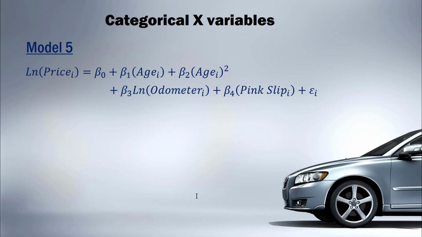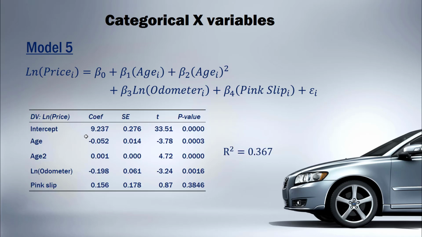Okay. Now let's see if we can add in this categorical variable into our mature model series. And here we have model 5, where we're carrying on from model 4 involving both age and age squared. We also have the log of the odometer variable. And notice that our Y variable is also the log of price. So the output here looks a bit like this. Again, pink slip is not significant. You can see the p-value here is 0.3846. So it appears like this variable is not really helping us explain price at the moment. But let's carry on with it.